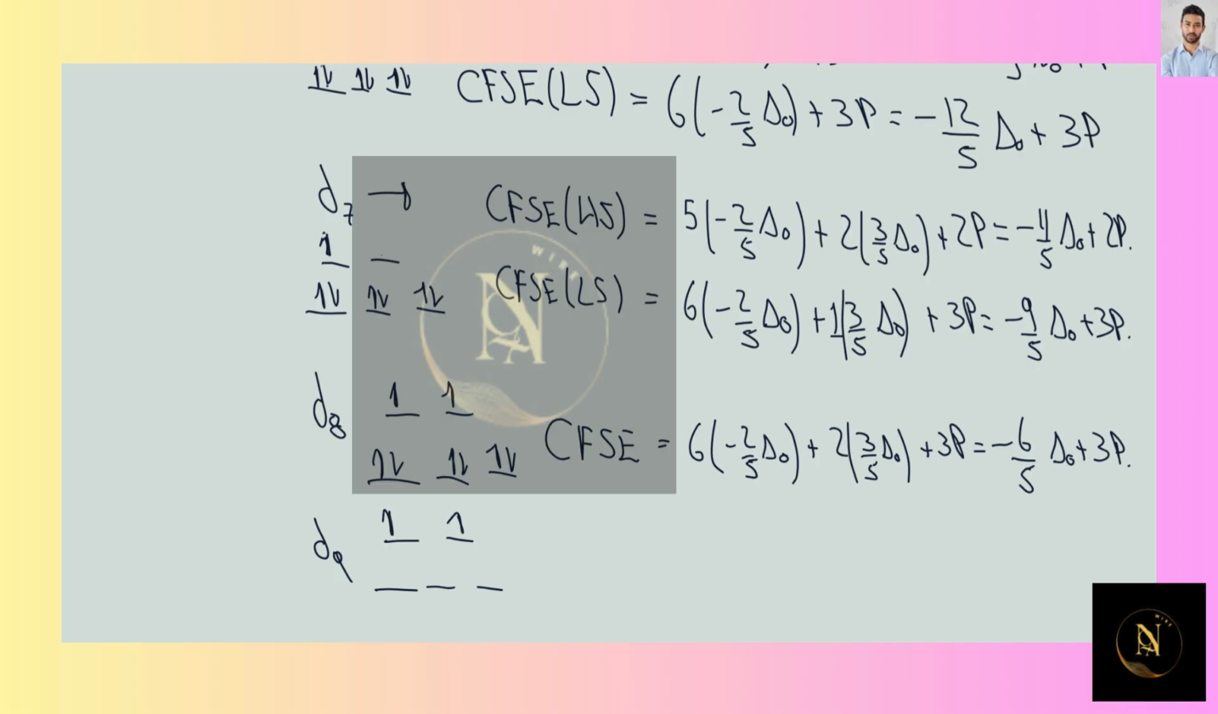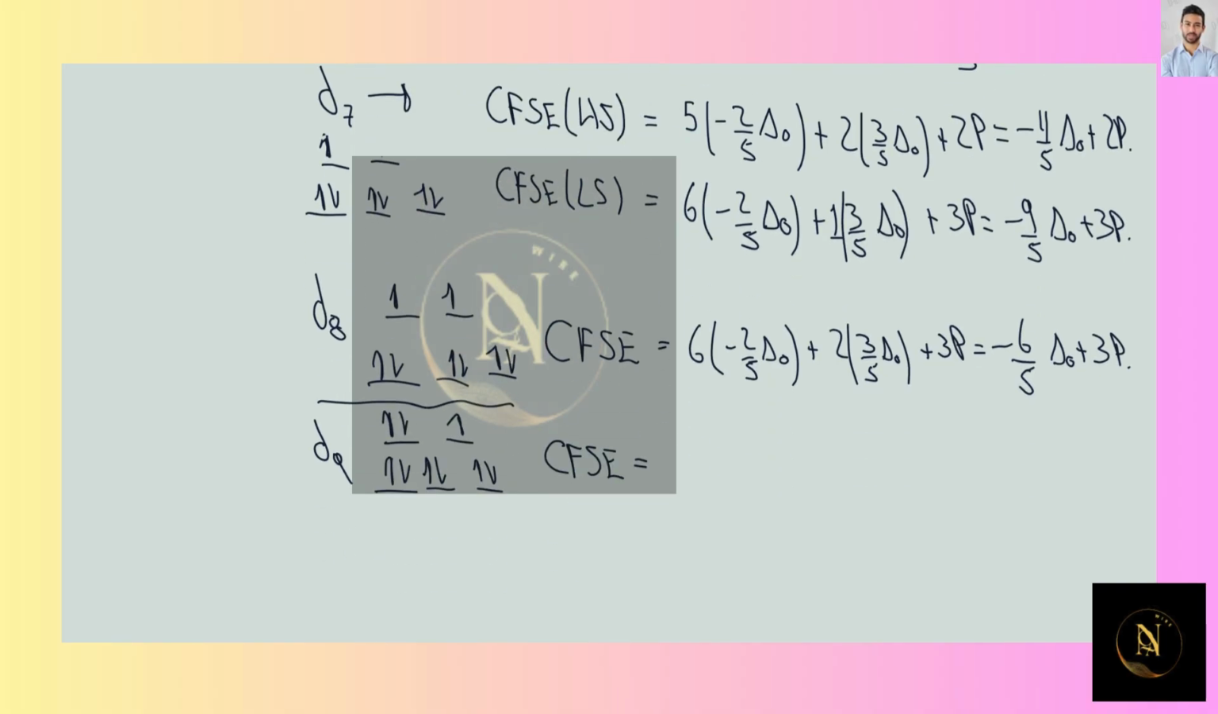And for D9, again, we're going to have a single configuration. The crystal field stabilization energy would be now equal to 6 times minus 2 over 5 delta naught plus 3 times 3 over 5 delta naught plus 4 times the pairing energy. We're going to have 4 paired electrons. So minus 12 plus 9 is going to give us minus 3 over 5 delta naught plus 4 times the pairing energy.